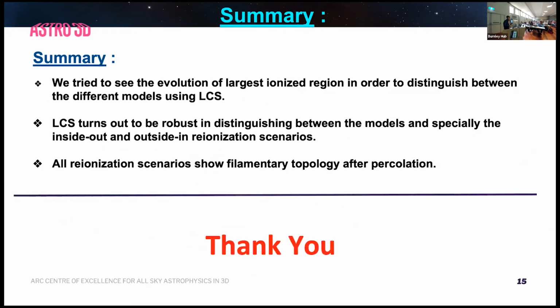So this is all, and with this I can conclude my discussion here. We have tried to use the largest cluster statistics in order to distinguish between the different reionization scenarios. And we can somehow distinguish between the scenarios, and mainly categorize them into two broad categories of reionization, which are inside-out and outside-in. And although different ionization scenarios show different kinds of properties in terms of ionization, later on all of them are going to show filamentary topology after percolation. Thank you.